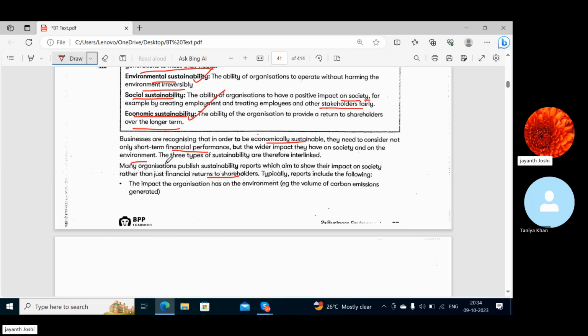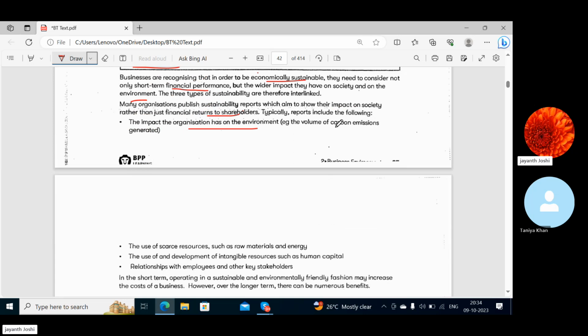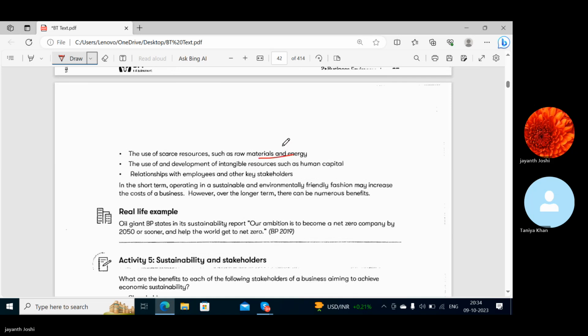In today's world, people's mindset has changed. Now people are not only looking at profits, but they are looking at things broadly. Apart from profit, they want some good reviews about the company related to environmental or social sustainability. Okay, so typically reports include the following: the impact the organization has on the environment. So all these reports, like whether they are less polluting, the use of scarce resources such as raw material and energy, and the use and development of intangible resources such as human capital. So they should not exploit all these things, right? And relationship with employees and the other key stakeholders.